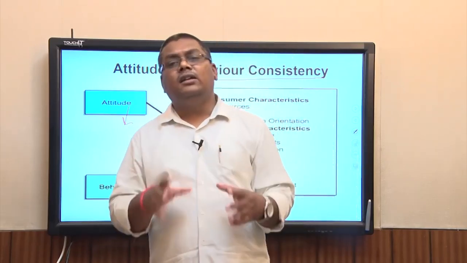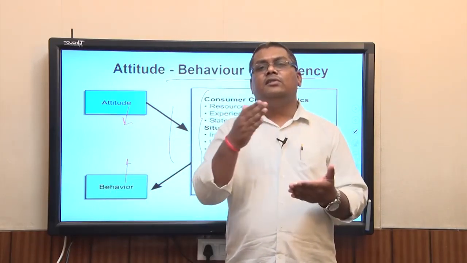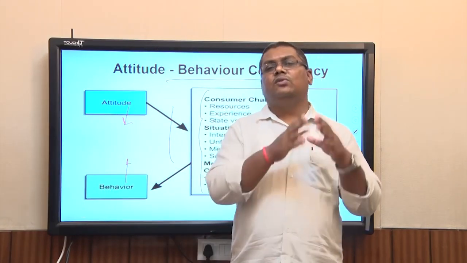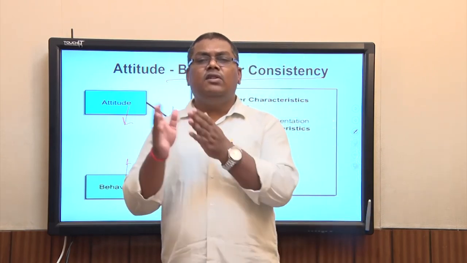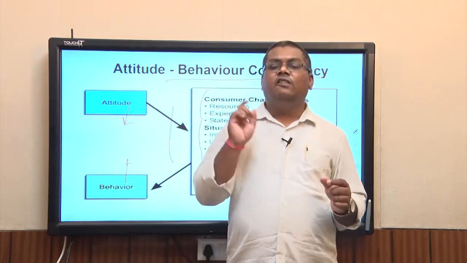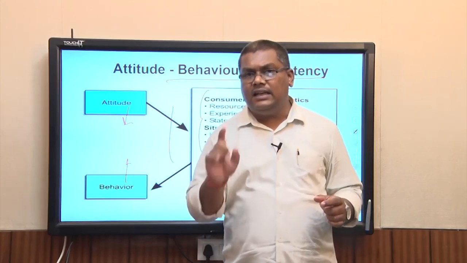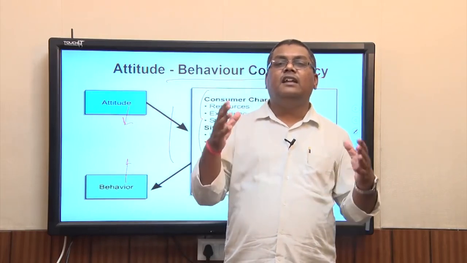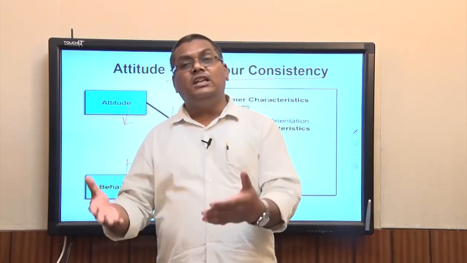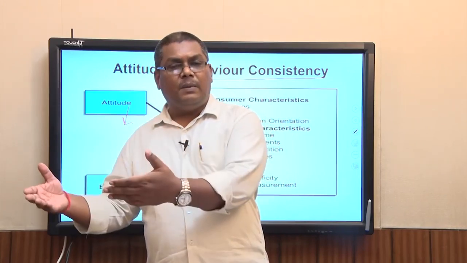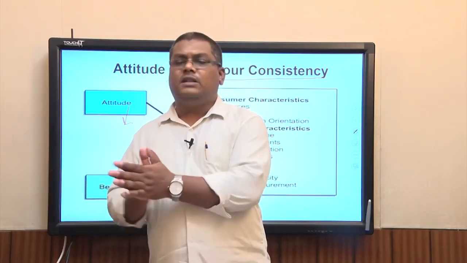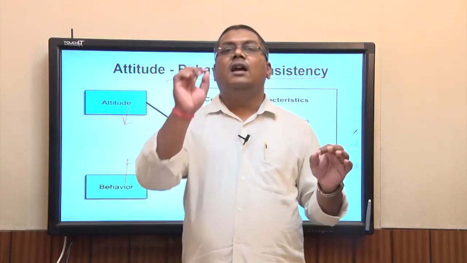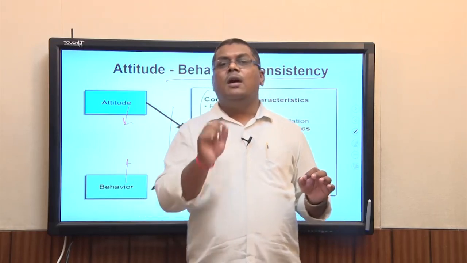Then we looked at attitude behavior consistencies, because positive attitude leads to positive behavior, which leads to final positive purchase. So we looked at three different factors. We looked at situational factors, consumer factors, and measurement factors, which actually affect the final purchase intention, which is the final buying of the product. So what determines my final buying of the product, and the change in purchase intention towards the final purchase, because any manufacturer is interested in selling his product and is interested in how much the consumer is actually going to buy the product.